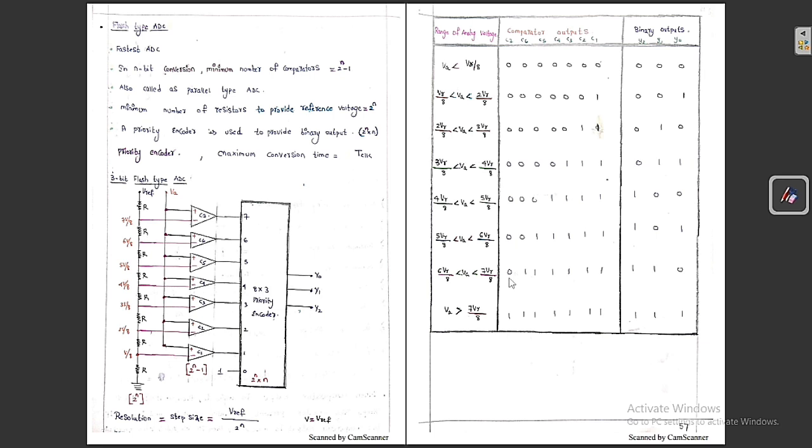So therefore we can see, very important, the resolution or the step size, the minimum voltage which can be measured with the help of this flash type ADC, is Vref by 2 to the power of n, which is the voltage drop across each and every individual resistor. This is a point that you always have to keep in your mind.